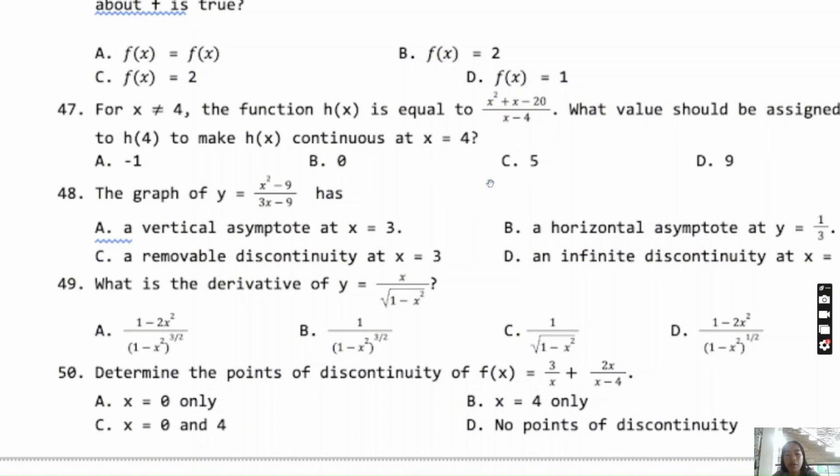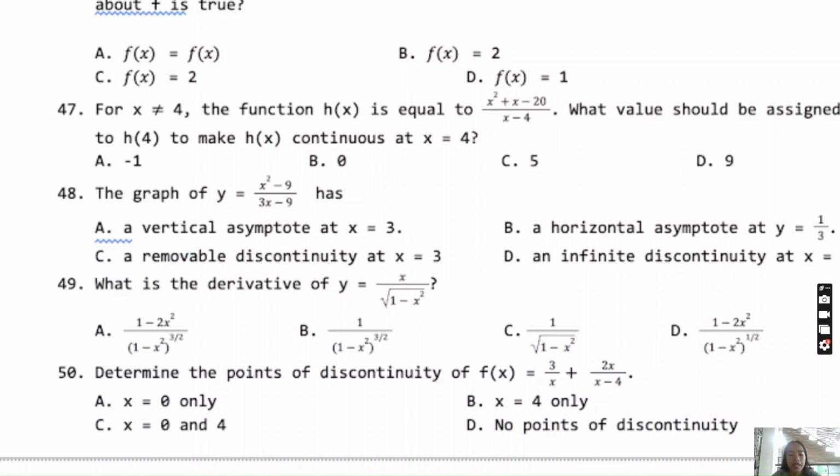So in number 48, the graph of y is equal to (x squared minus 9) over (3x minus 9). The answer is letter C. Removable discontinuity at x equal to 3, because if we cancel the hole at x equal to 3, it would give us the answer of letter C.